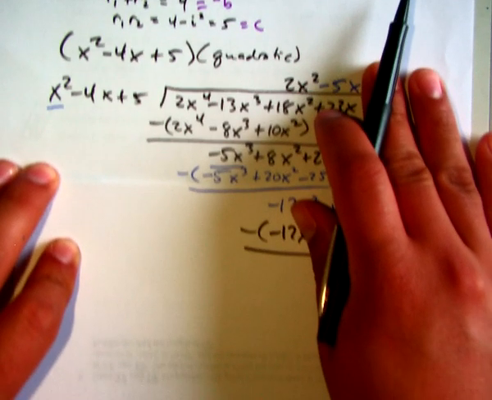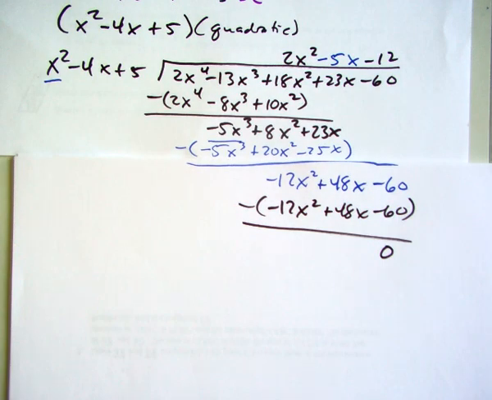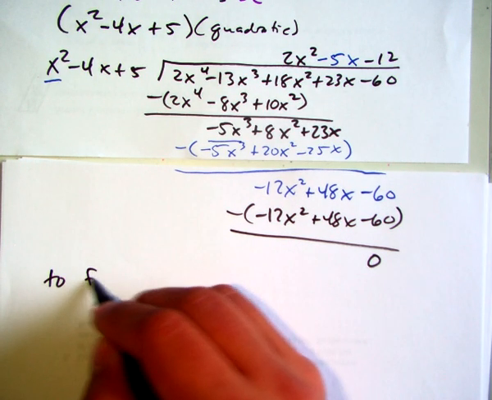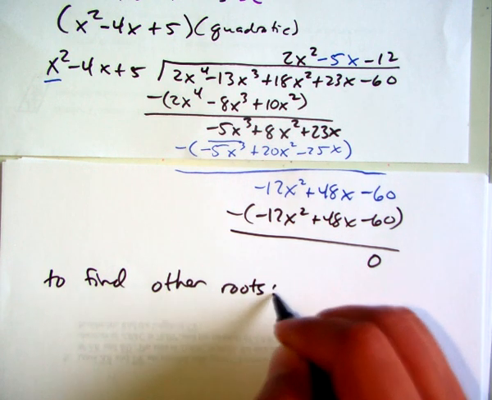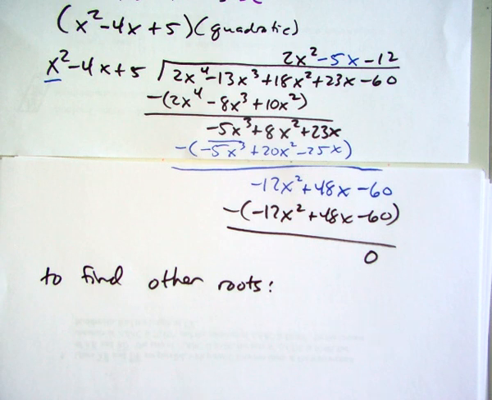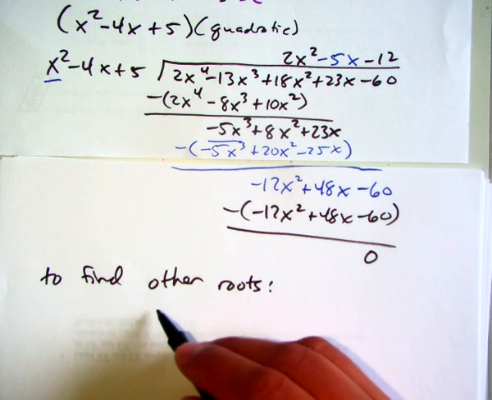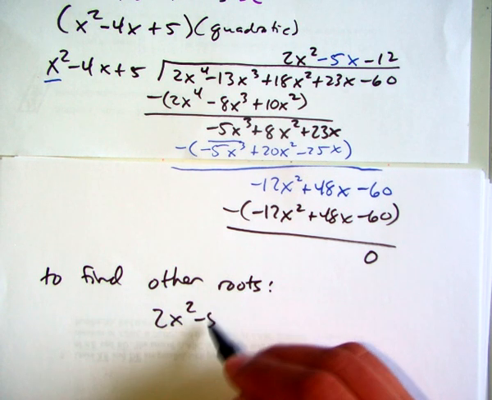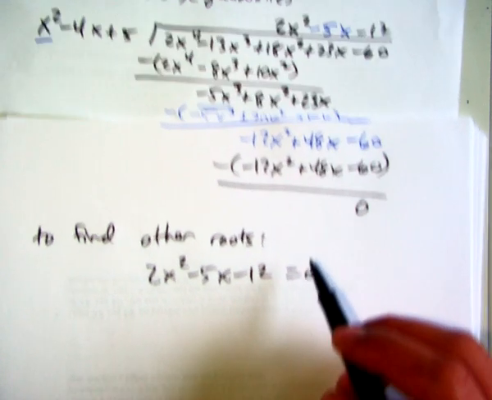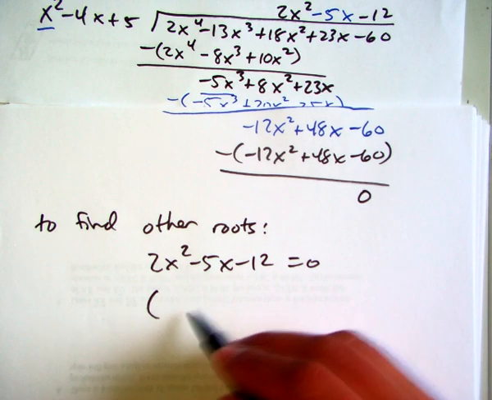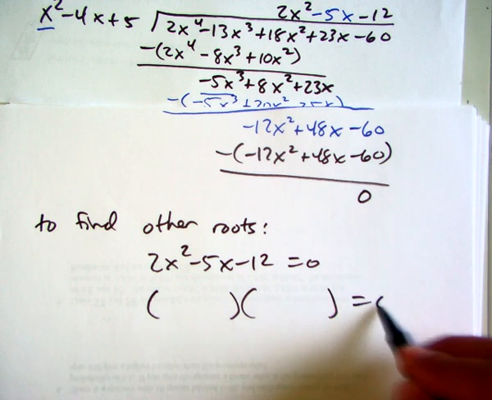Okay, so now to find the other roots, you can use the equation 2x squared minus 5x minus 12, set that equal to 0. It looks like we can factor this, so we don't even have to use the quadratic formula.